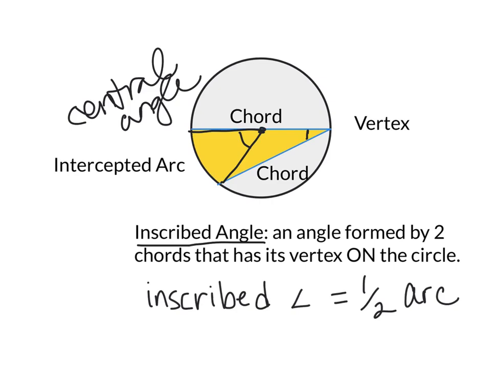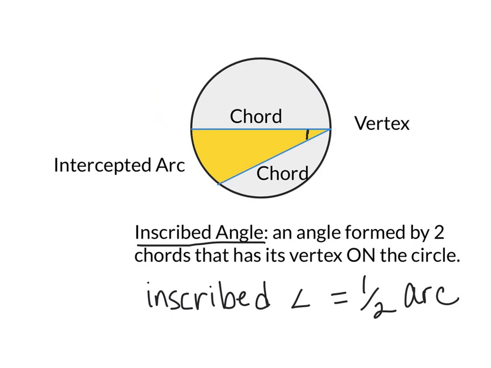Okay, so I'm going to erase the central angle, and we're only talking about the inscribed angles now. So inscribed angles are half of the intercepted arc. Remember that the intercepted arc is the arc that's on the interior of your angle. So it's the part of the circle that measures in degrees, and it is on the interior of the angle. So the arc is twice as big as the angle, and the angle is half of its arc.